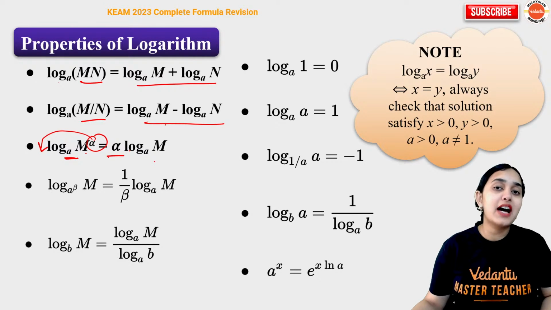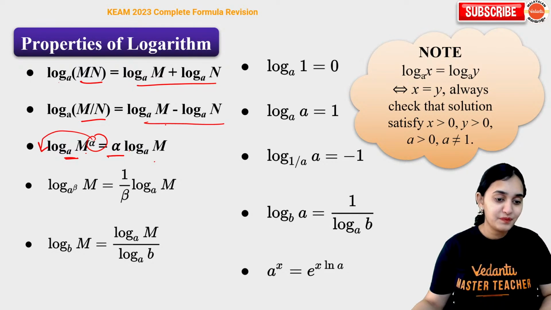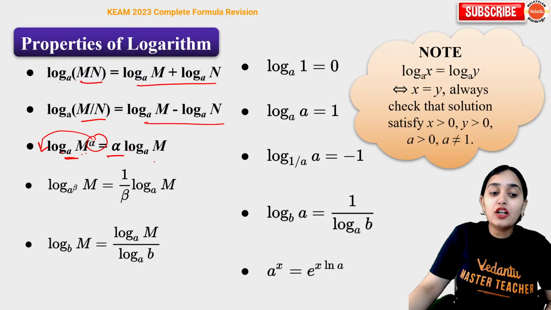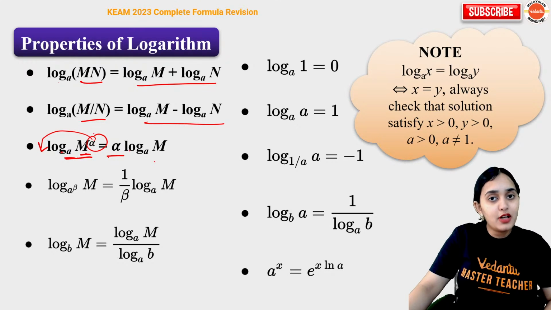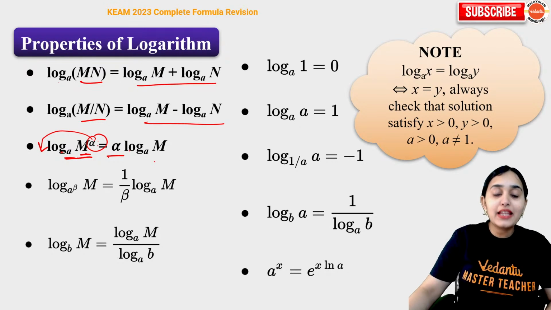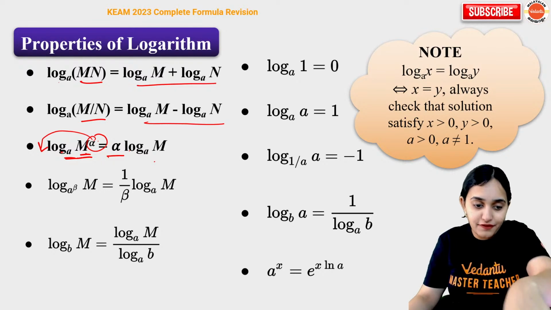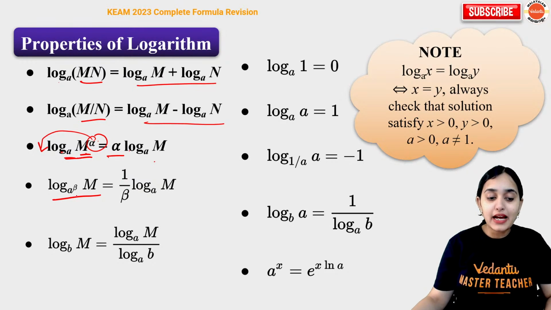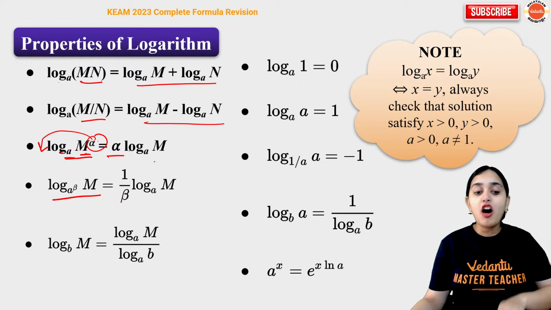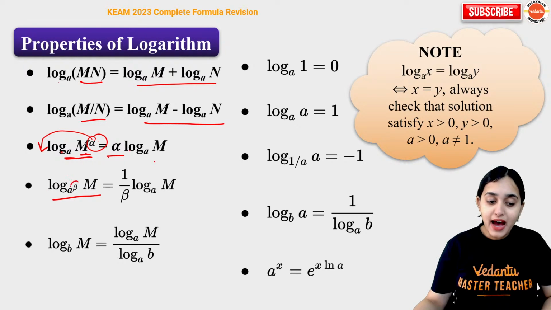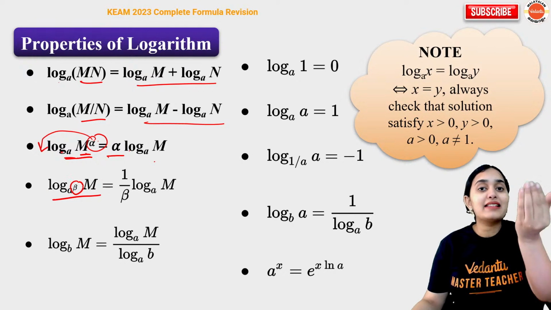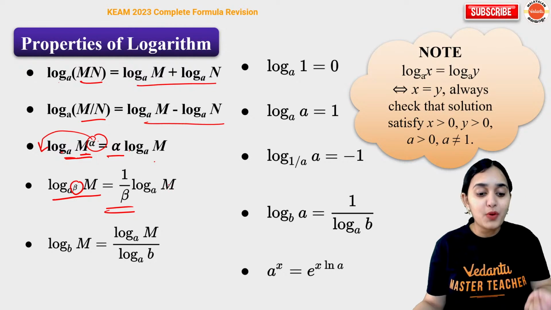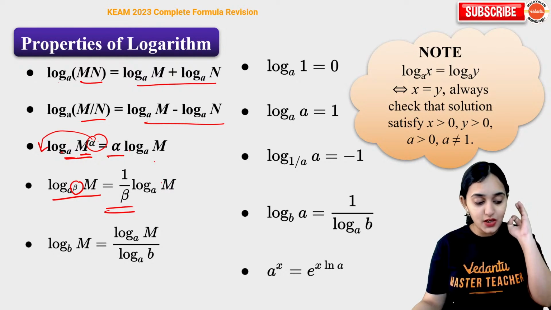Many times they have asked questions from that. Now remember, whenever you are finding log of any variable or a function, whatever is there in the power comes in front. Log base a^β of m: if the base has a power, it will also come in front, but as a reciprocal. This is a very interesting, very useful formula.